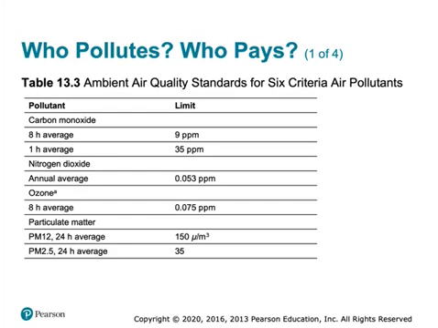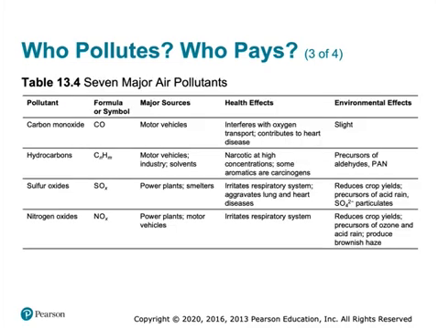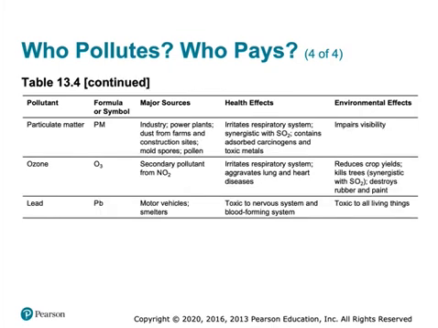So here are the limits for air pollutants, and what is allowed depends on which pollutant. And also here are the 7 primary air pollutants: carbon monoxide, hydrocarbons, sulfur oxides, nitrogen oxides, sometimes called SOx and NOx, particulate matter, ozone, and lead. We don't typically put lead in our vehicles anymore. We used to put tetraethyl lead in gasoline, but that has been discontinued.